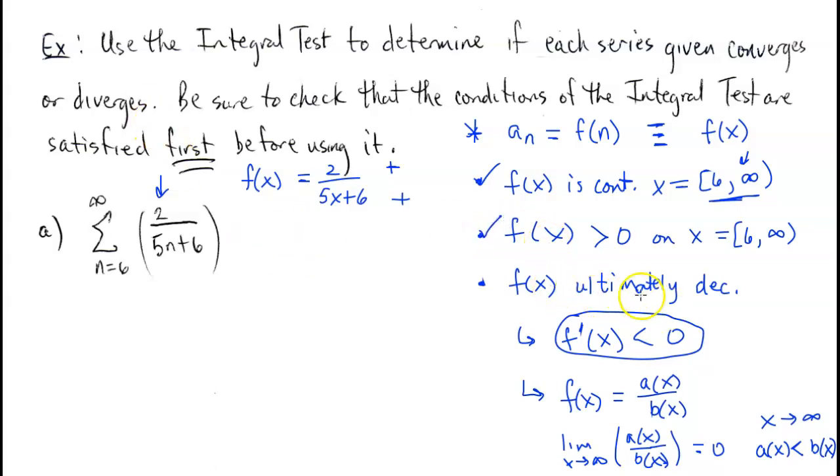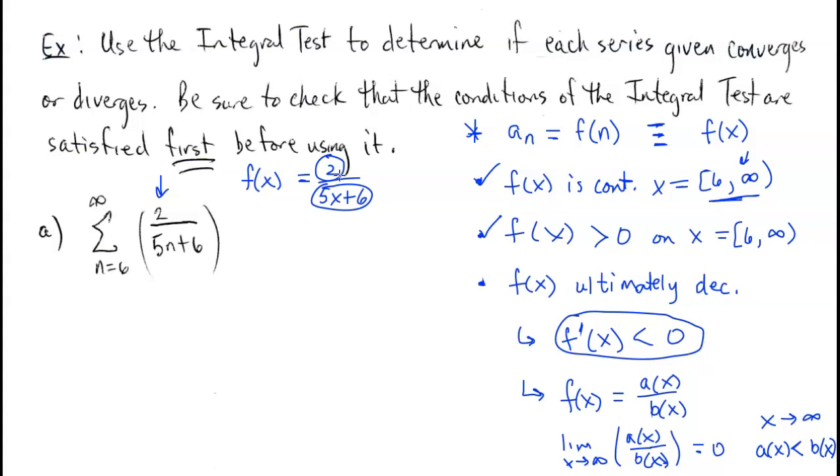Now, does this function ultimately decrease? Okay. Well, one of the simple ways that we could look at this is I could look at this function f of x as a constant function being divided by a linear function. Okay. So if I look at it that way, I know that my linear function is going to grow faster than my constant function. So just by that common sense way of looking at it, I know that this particular function is going to be ultimately decreasing as x approaches infinity.